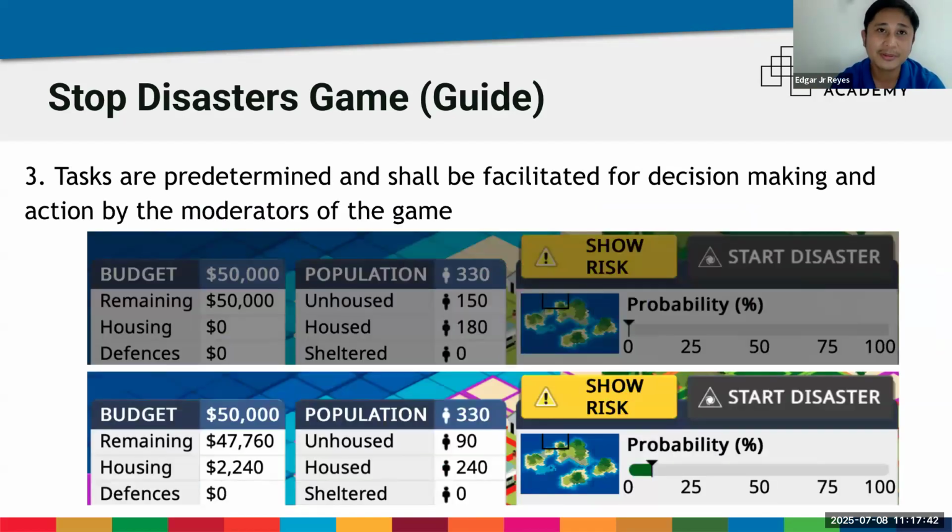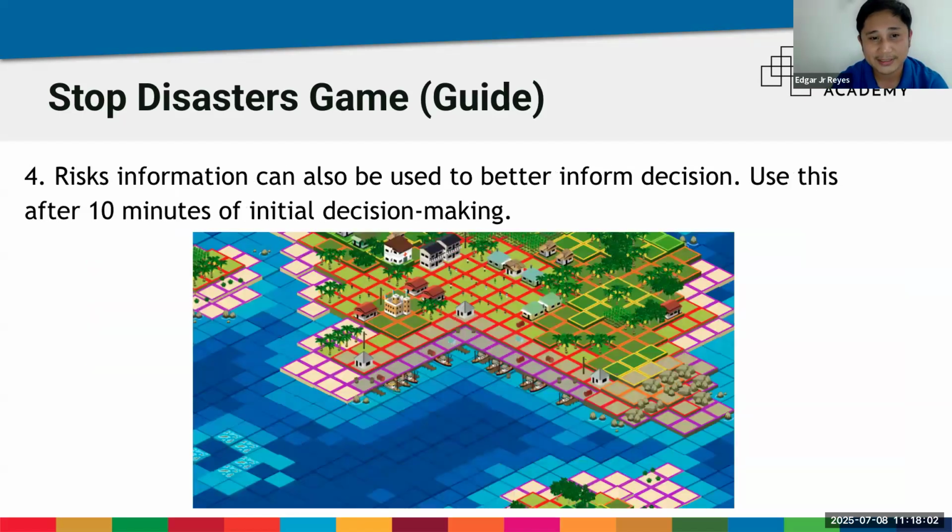And then during the game, you will be provided or prompted with predetermined decision-making actions. So that means you have to stick to your goal, and then eventually, through that goal, you'll be able to decide which one to prioritize and which not. Next slide, please. So here you'll also be provided some information regarding the type of risks that your community is exposed to. So you may be able to use this information during the middle of the game.